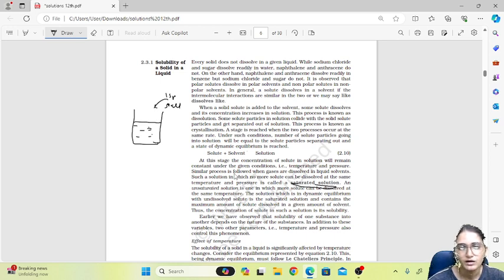So the concentration of solute in the solution remains constant under given conditions of temperature and pressure. A similar process is followed when gases dissolve in a liquid solvent. A solution in which no more solute can be dissolved at the same temperature and pressure is called a saturated solution. Opposite to that is the unsaturated solution, in which more solute can be dissolved. So this is about saturated solution.